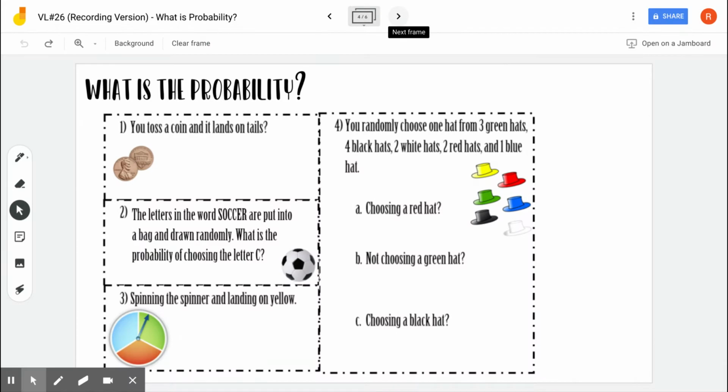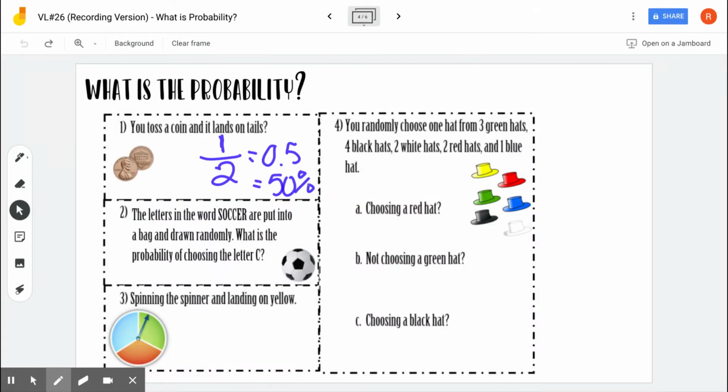So let's take a look at these examples. Number 1, you toss a coin and it lands on tails. When you toss a coin, like I already mentioned, there's only one way to land on tails. So that's our numerator in the fraction over all the possible outcomes. The only possible outcomes are a coin landing on heads and a coin landing on tails. So that means there are only 2 possible outcomes. So the probability of landing on tails is 1/2, which can also be written as 0.5, which can also be written as 50%.